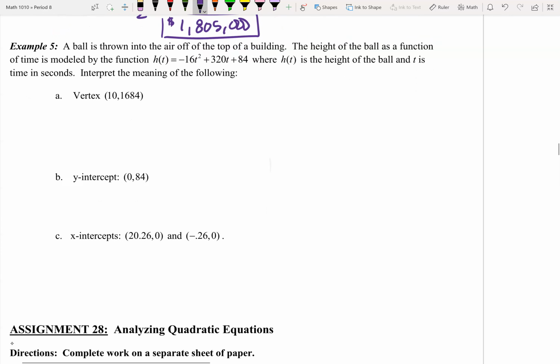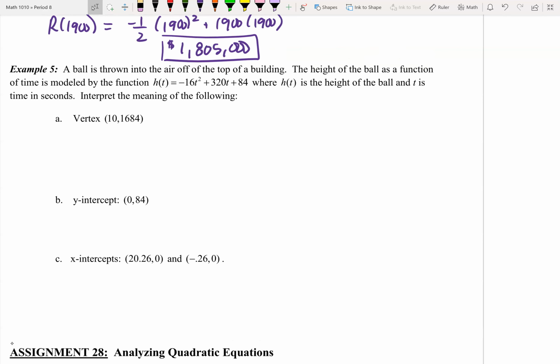Okay. Example 5 should be highlighted. Is it highlighted? No. Man, what the heck did I do? Highlight it. This was on the final. I know it was because I was just looking through the final from last semester. A ball is thrown into the air on top of a building. The height of the ball is represented by this equation where h of t is the height of the ball and t is the time in seconds.